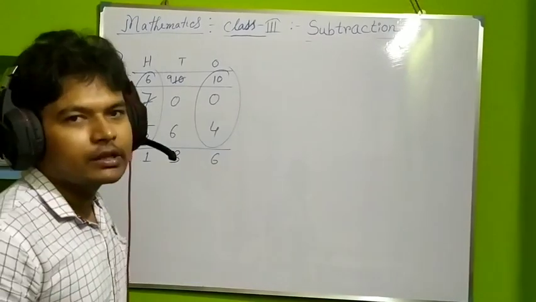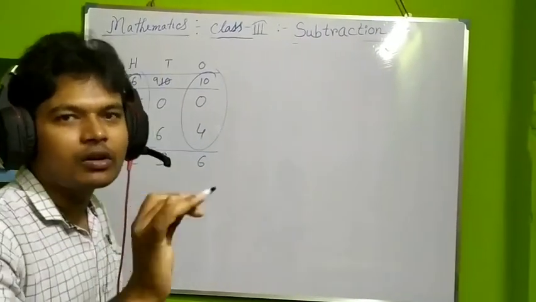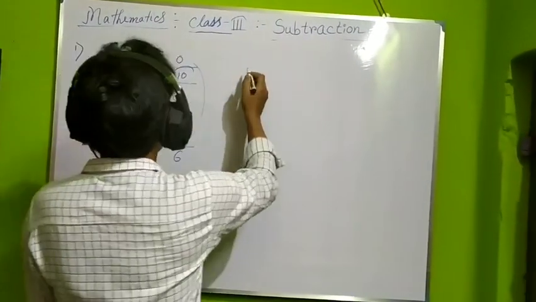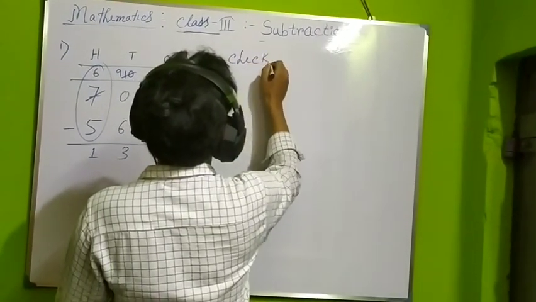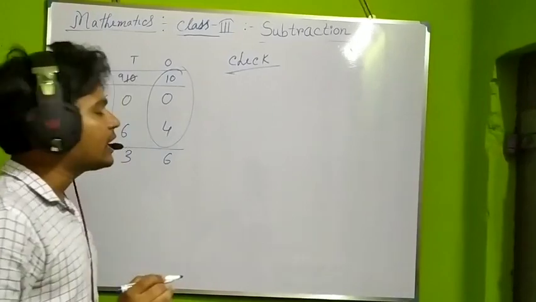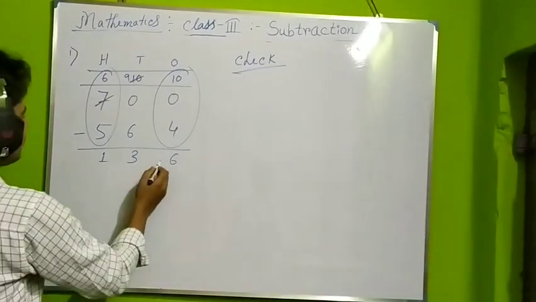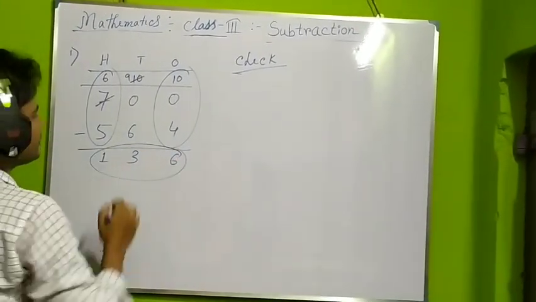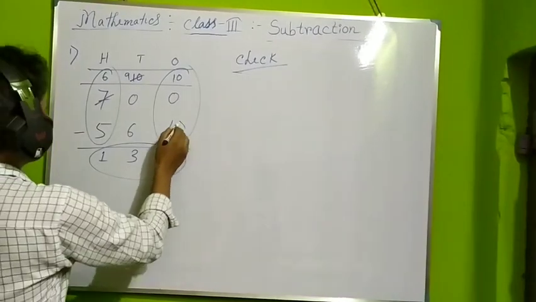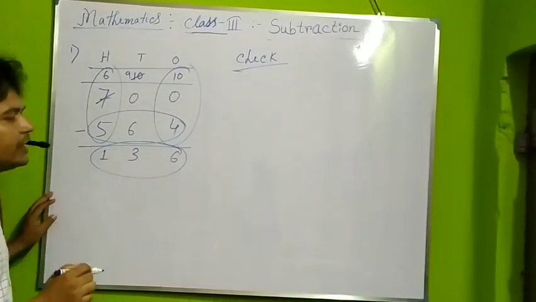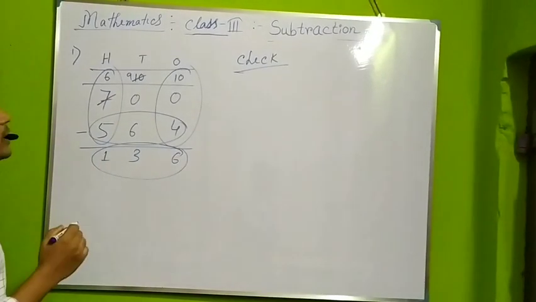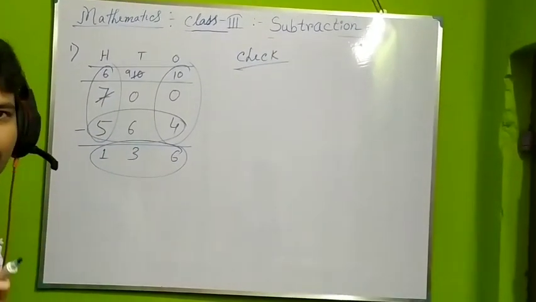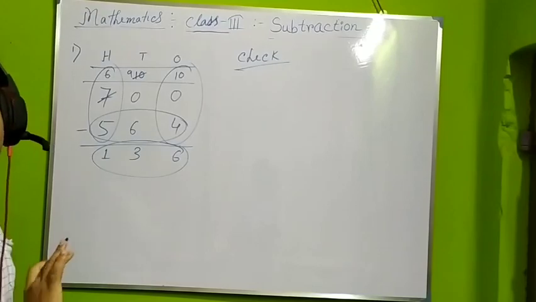Now we have to check whether the answer is correct or not. What is the formula? We have to add these two numbers, 136, that means the difference, with the subtrahend. If we get the minuend, then we can say that the answer or the difference is correct, otherwise not.